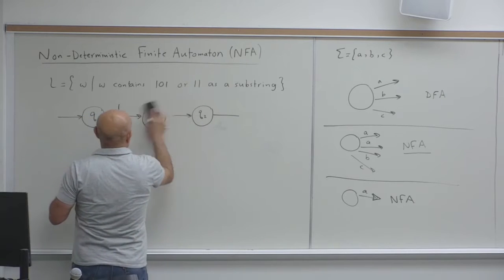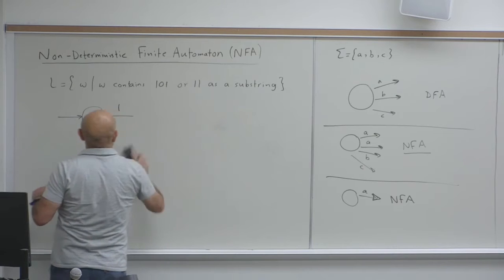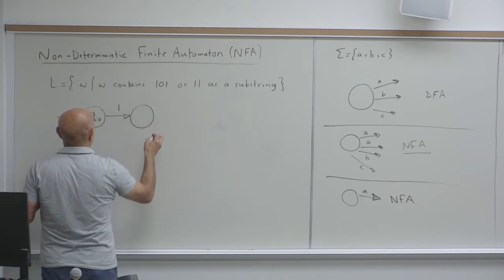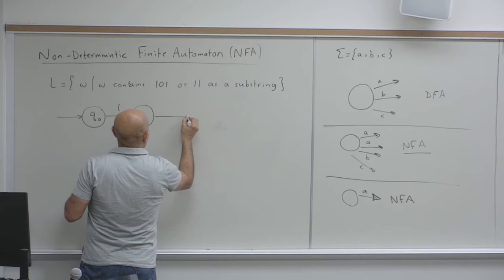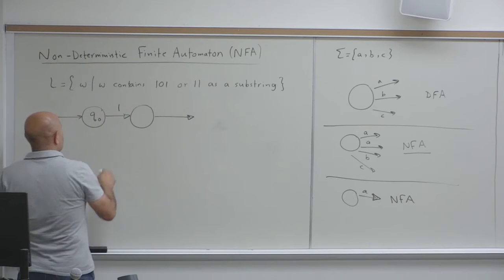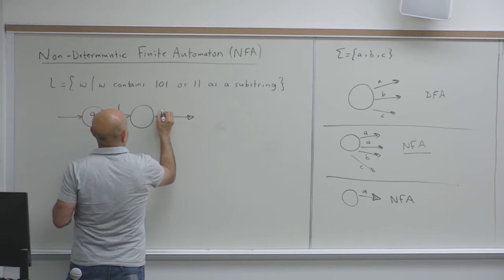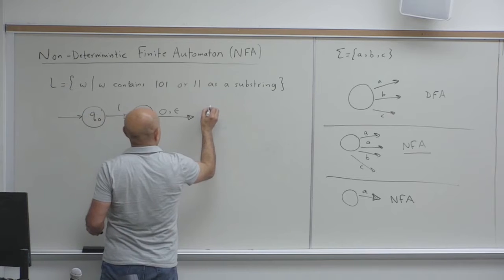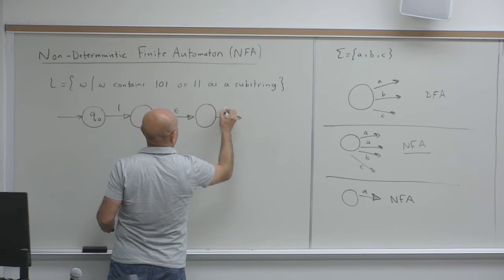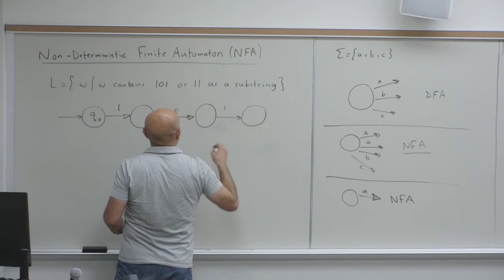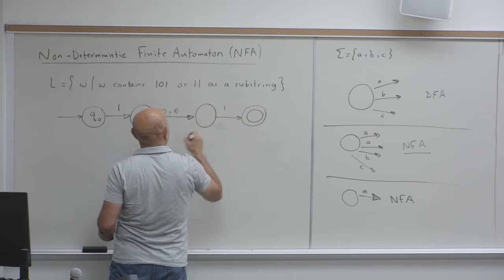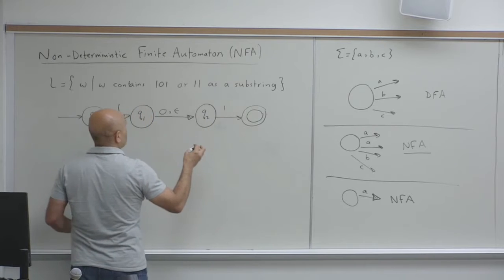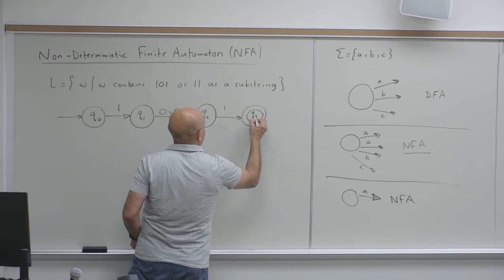I'm going to redraw it. It will stay the same, but I will just redraw it because I need more space for the next transition. And for this transition, I can say, if I get a 0 or an epsilon, I will go to this state. And then if I get a 1, I get to this state. And this is an accept state. I will call this Q1, Q2, and this is Q3.